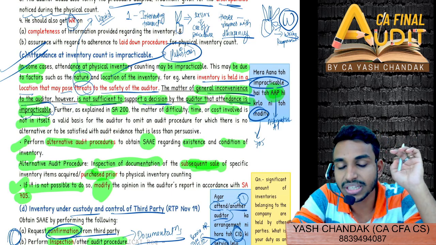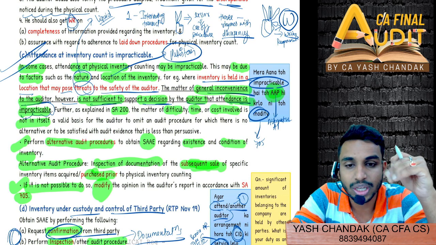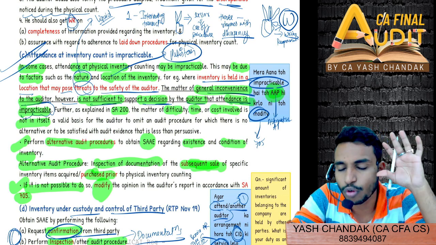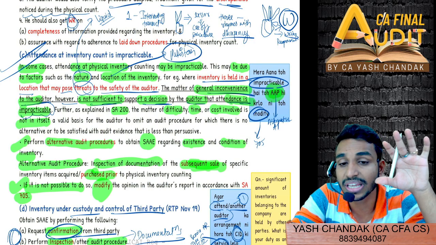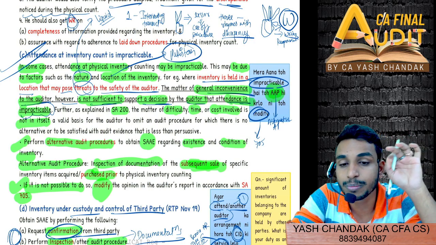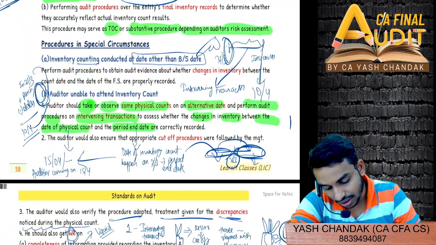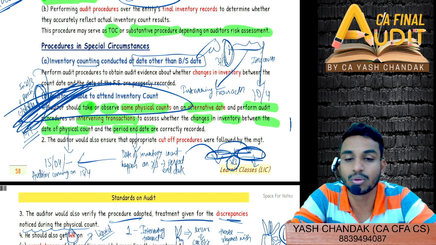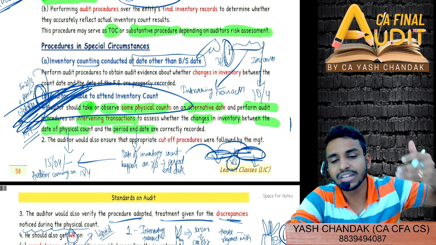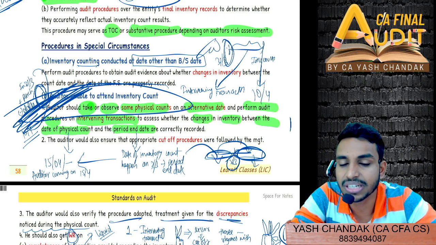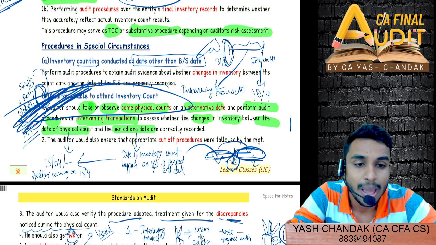Whenever they ask simply, normally, that okay, you could not visit on this day because of heavy traffic, or whatever could be the reason, and they ask what inventory procedure you will perform, then you will write this answer, B wala, auditor unable to attend inventory counting. Then you will write that okay, fine, we couldn't attend because of this reason, so we can attend on an alternative date and perform test count, and so on.